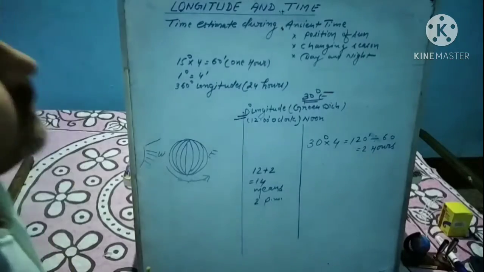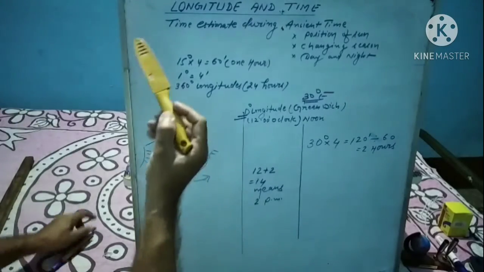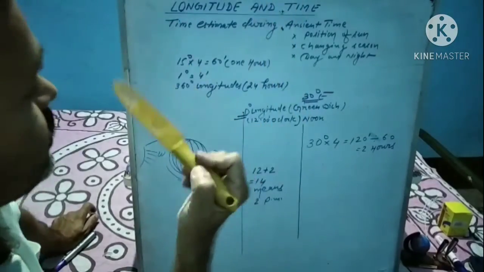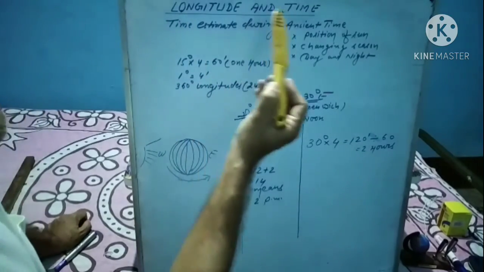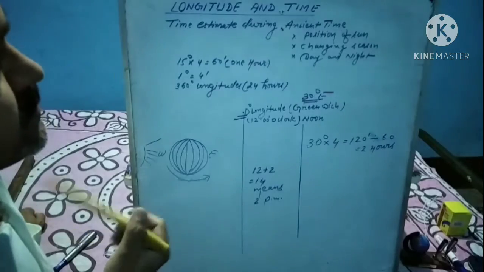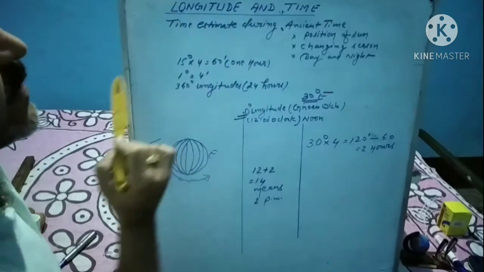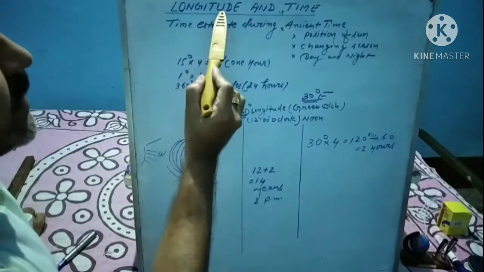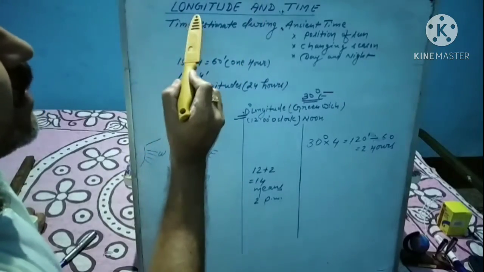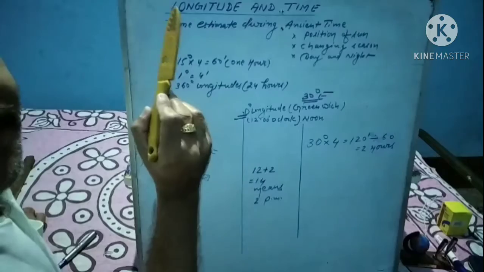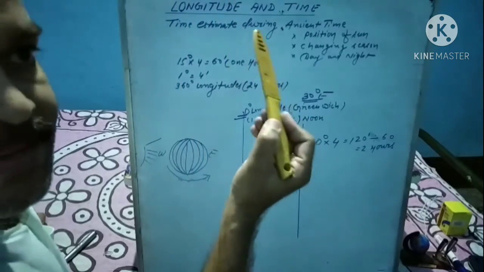Now, dear student, I am going to start about longitude and time. According to the name of the topic, longitude and time, it means longitudinal line used for calculating time.